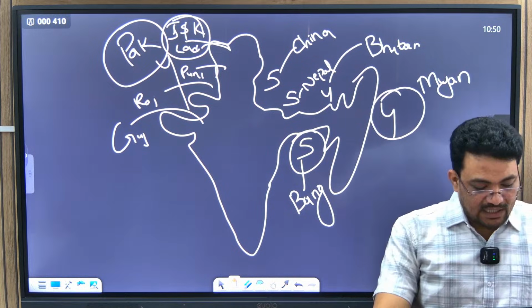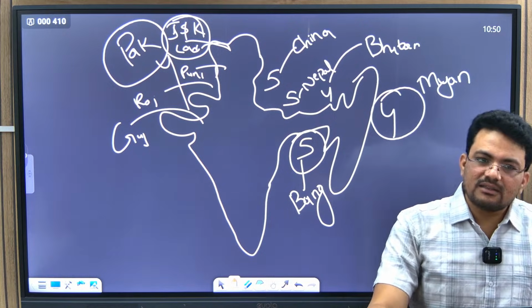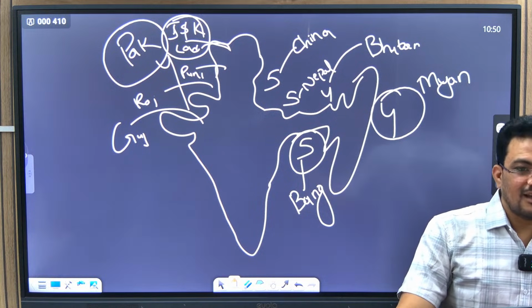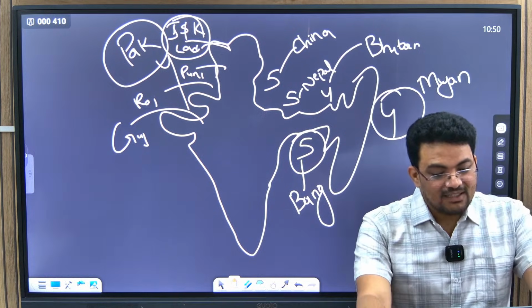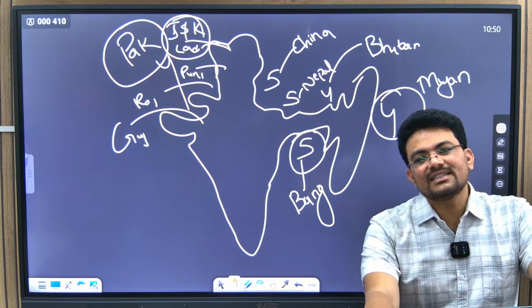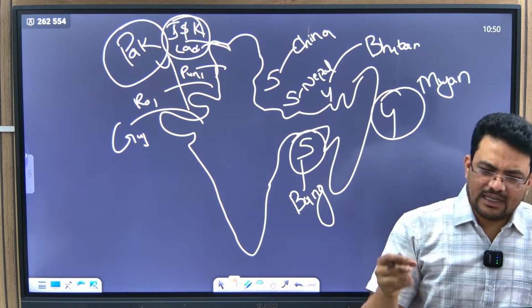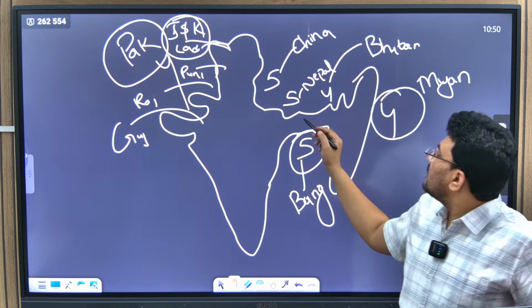Now coming to China. Okay, Ladakh, Arunachal, Himachal, Uttarakhand, Sikkim. Good. So just either write or keep storing in mind. Okay, these are with China.